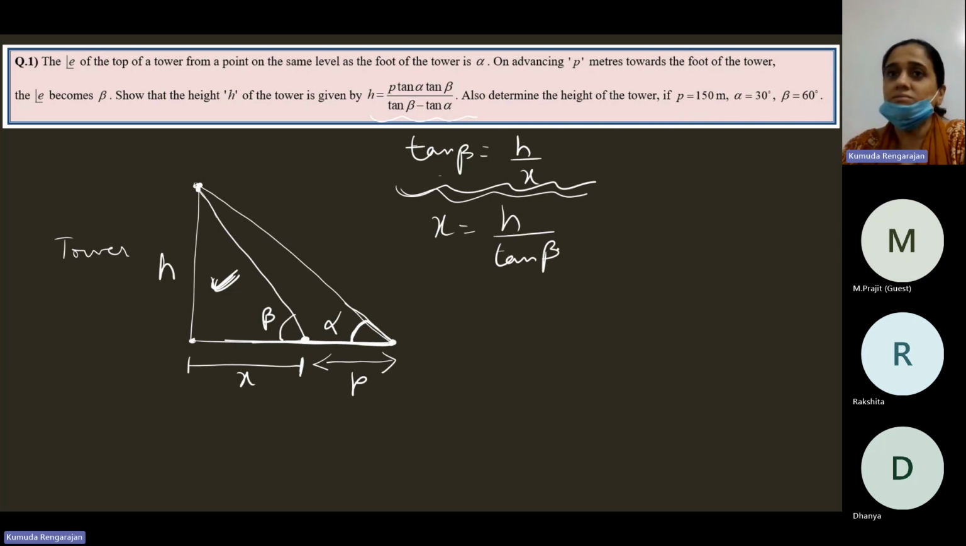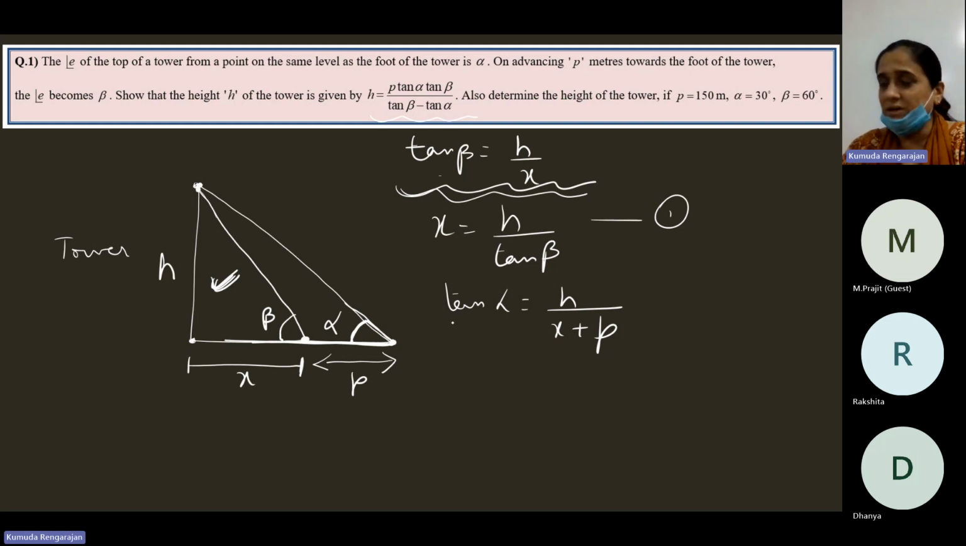Is this understood? This is fine. Stop there. What can you do with this further? So stop here. This is one. Now take up the other triangle. So what's that? Tan alpha is equal to opposite h by adjacent x plus p. Correct? Now we'll first cross multiply, or you can even substitute the value of x.